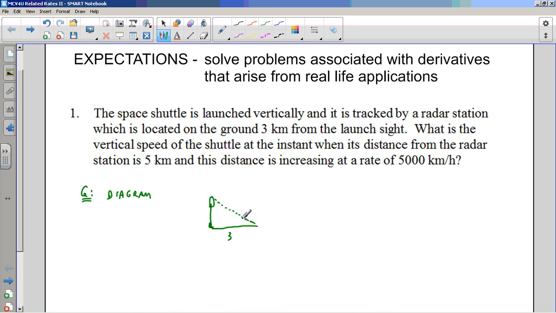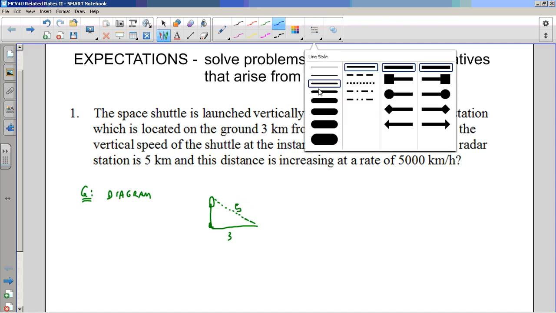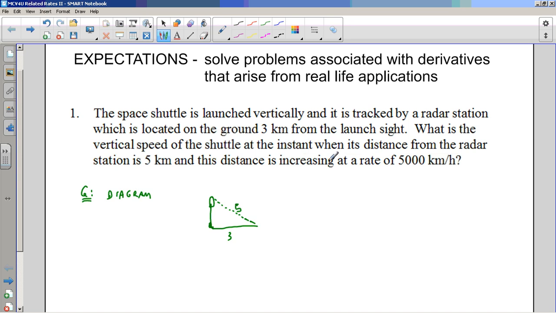And there's the track. What is the vertical speed of the shuttle at the instant when its distance from the radar station is 5 kilometers, and this distance is increasing at a rate of 5,000 kilometers per hour? All right, a lot of information there. There's two things going on here, right? There's a distance, and then there's also a speed, right? Increasing at a rate of 5,000 kilometers per hour.